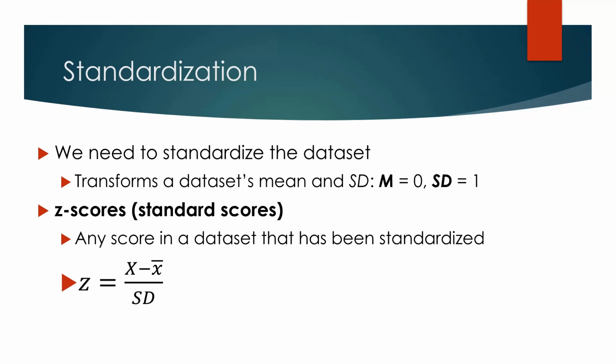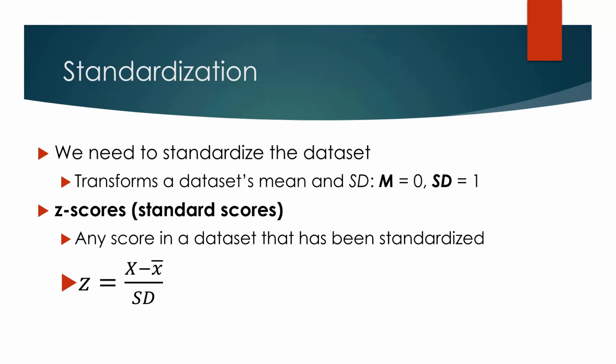Now, the result of this, when we do this to the entire data set, is that every piece of data goes from being what's called a raw score or original score to being a z-score. It's also called a standard score, but I'm just going to refer to it as z-score because it's quicker. So any score in the data set that has been standardized is called a z-score. And this here is the equation to calculate that. You take a value of x, which would be one piece of your data. You subtract the mean from it, its original mean, and then you divide that difference by the original standard deviation, and that's how you get a z-score.